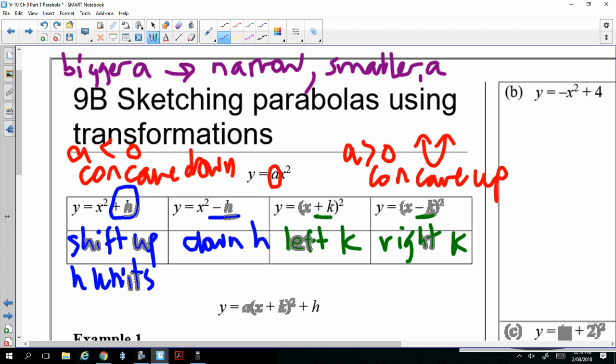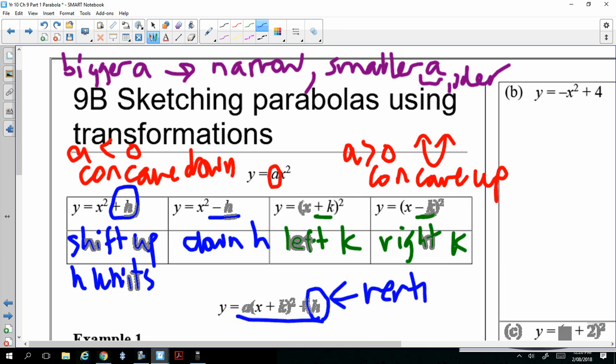So remember the effect each of these terms has on the shape and the position of the vertex of the parabola. Now it comes to the general form. In general, this is the part that you look at. We have to see that h is the vertical shift, which can go up or down, and k is the horizontal shift.